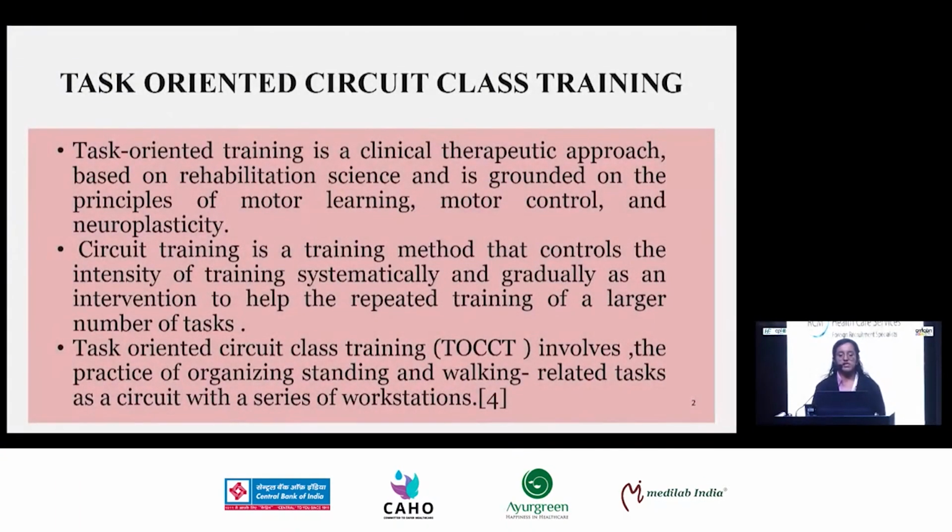Task-oriented training is a clinical therapeutic approach based on rehabilitation science and is grounded on the principles of motor learning, motor control, and neuroplasticity. Circuit training is a training method that controls the intensity of training systematically and gradually as an intervention to help the repeated training of a large number of tasks.